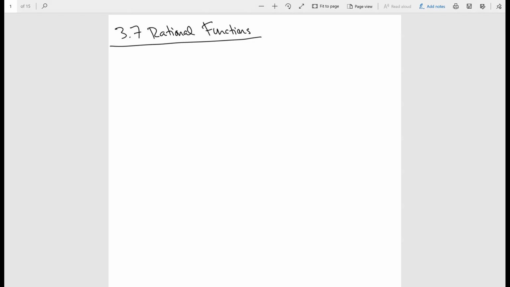This is section 3.7, rational functions. So we've been talking about different polynomial functions. Now what we're going to look at is rational functions. I'm just going to call the rational function r of x, r for rational. Basically, a rational function is just a polynomial function divided by another polynomial function.